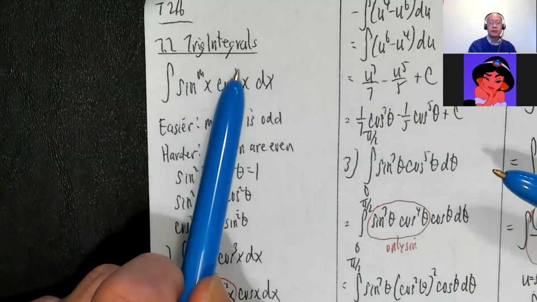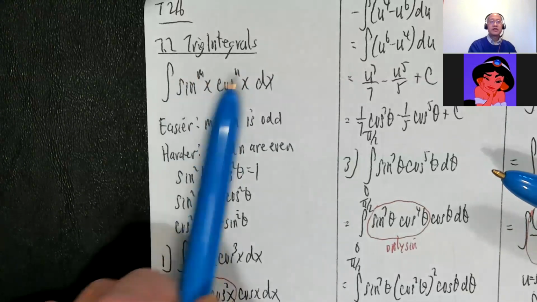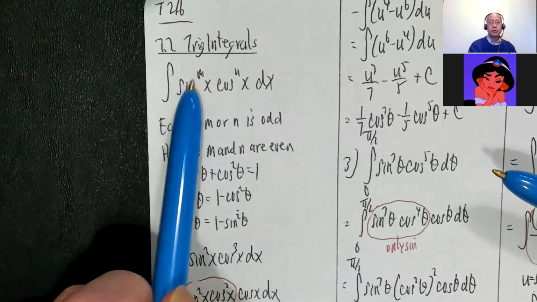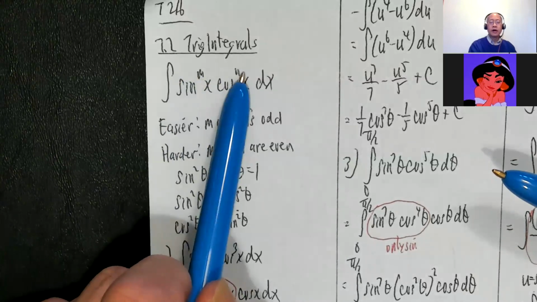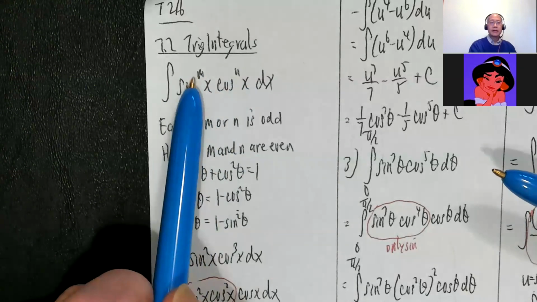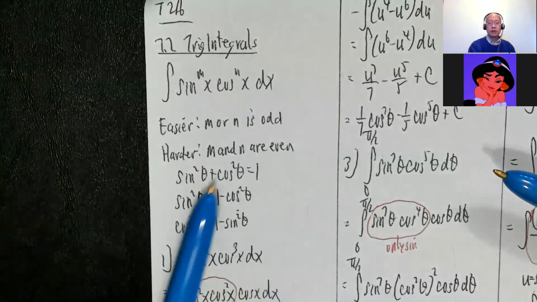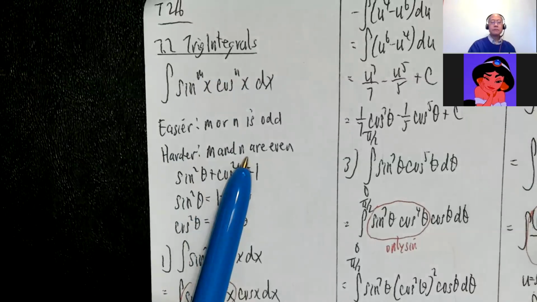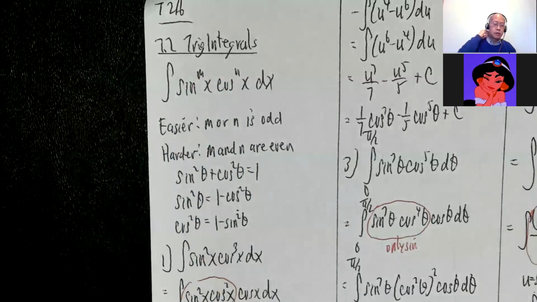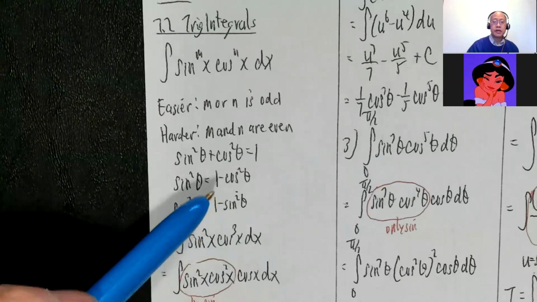So 3, 3, I like it. 5, 7, I like it. Or 10, 1, I like it. But I don't like 10 and 2, 4 and 4, 2 and 8, where they're both even. So that's a little bit harder. Obviously, we're going to start with the easier case.